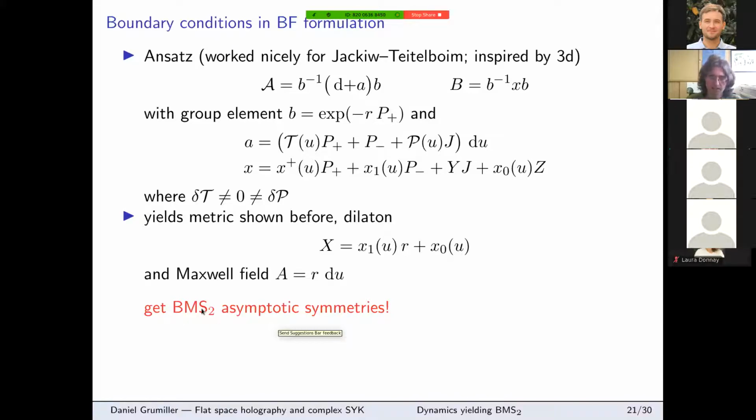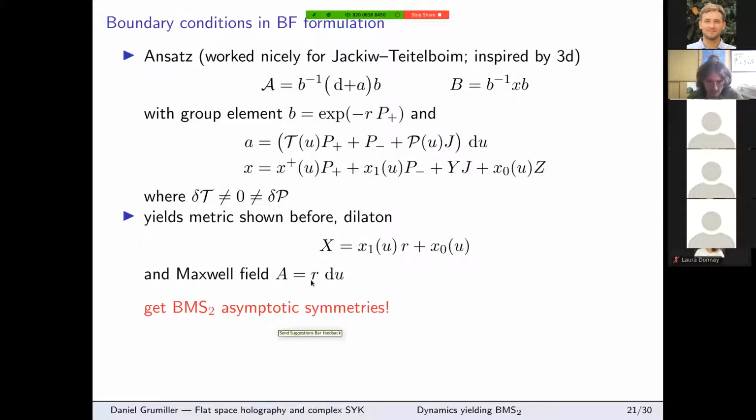But we have to check that the same asymptotic Killing vectors preserve also the boundary conditions on the scalar field and on the Maxwell field. For the scalar field, this is a triviality because we have arbitrary functions of u here, so there are no further constraints. But for the Maxwell field, this is not so obvious because we have to recover and maintain this Coulomb form of the potential.